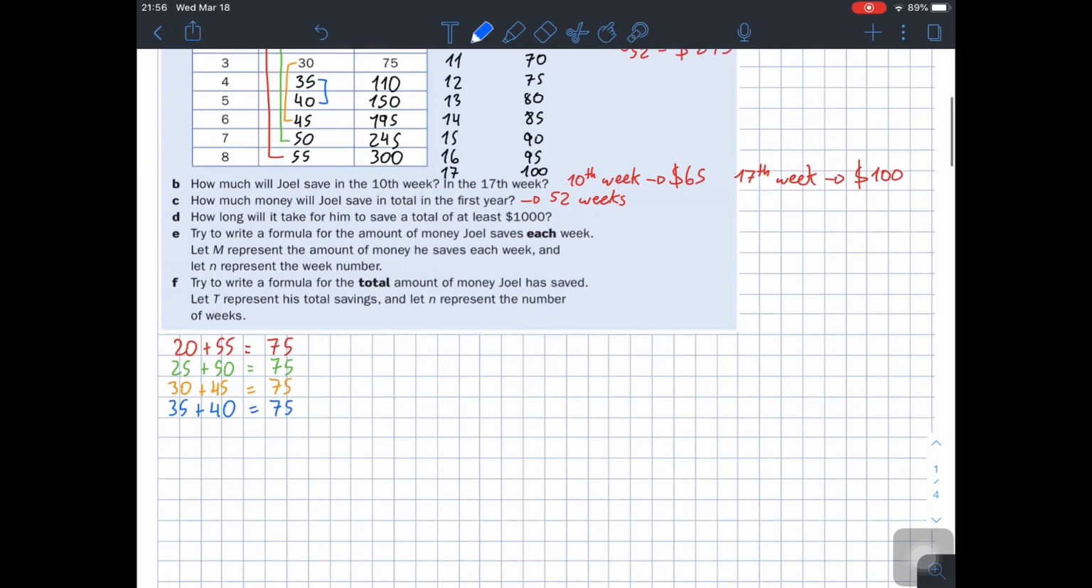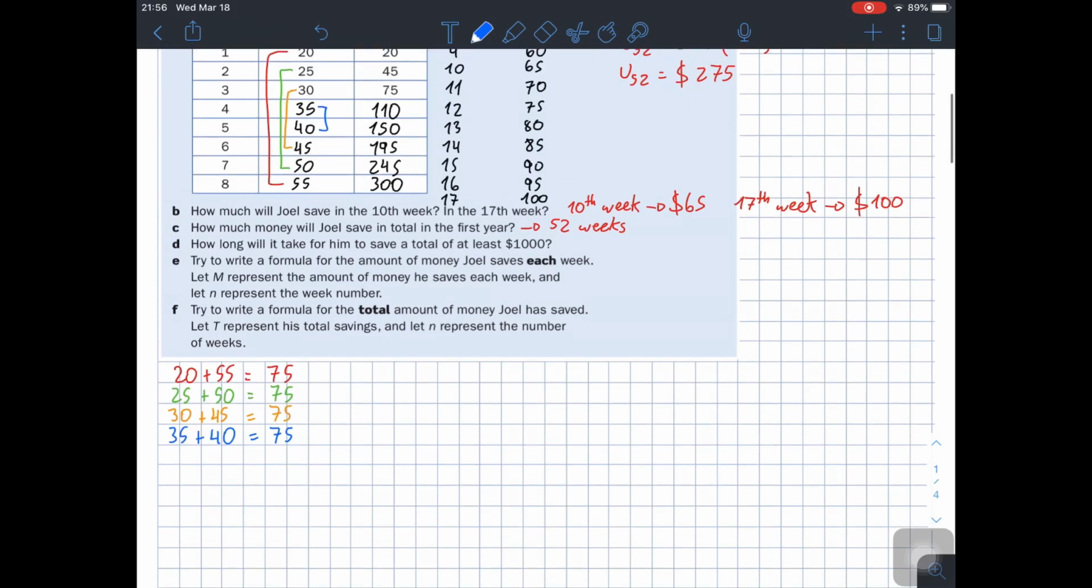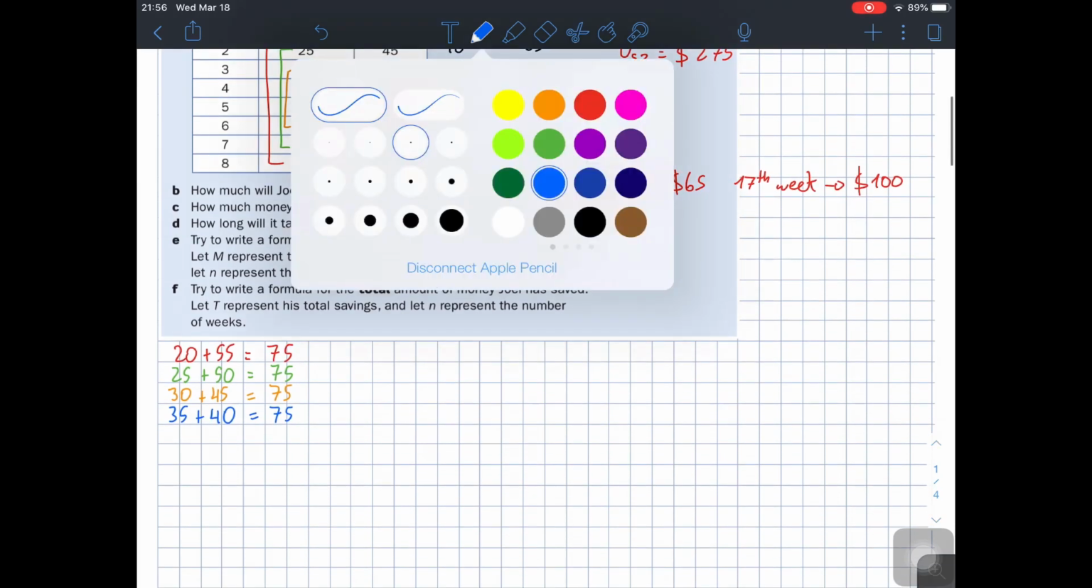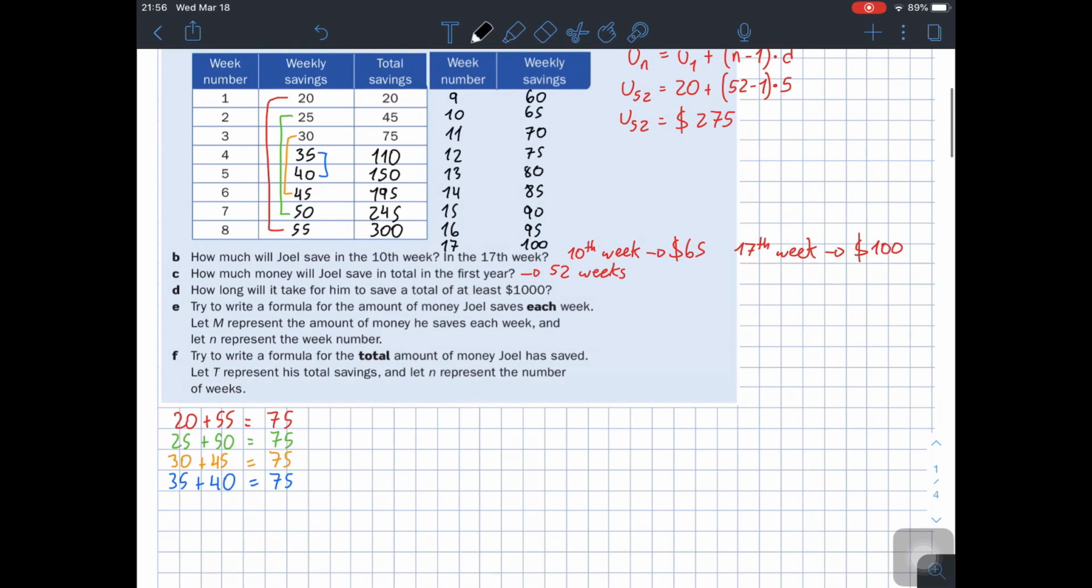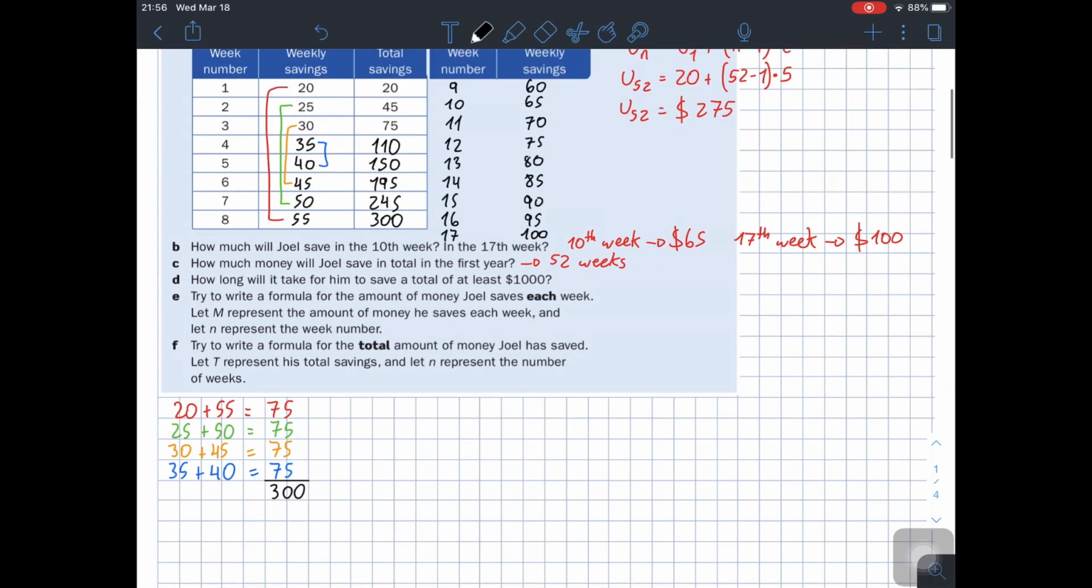So you see that by adding the terms in that order, this sum is a constant number, in this case 75. Okay, I told you that we added these 8 terms, right? How much is this in total? If we multiply 75 times 4, we get the total addition of these numbers, which is 300. That's the addition of all of these terms, which we can visualize here. 300 is the total saving for the 8th week.